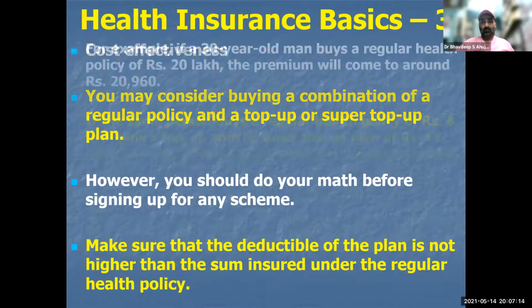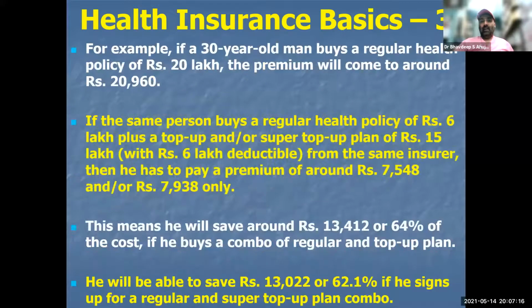Remember that. Now, again, one example: if a 30-year-old man buys a regular health policy of 20 lakhs, the premium would be around 20,960 for 20 lakhs for a regular policy. I'm talking about the individual plan. Usually policies are priced like this if there are no riders. Riders means any other conditions, pre-existing problems, because I can expect a 30-year-old non-smoker male to be healthy. So usually the premium is at 1% of the total amount covered.